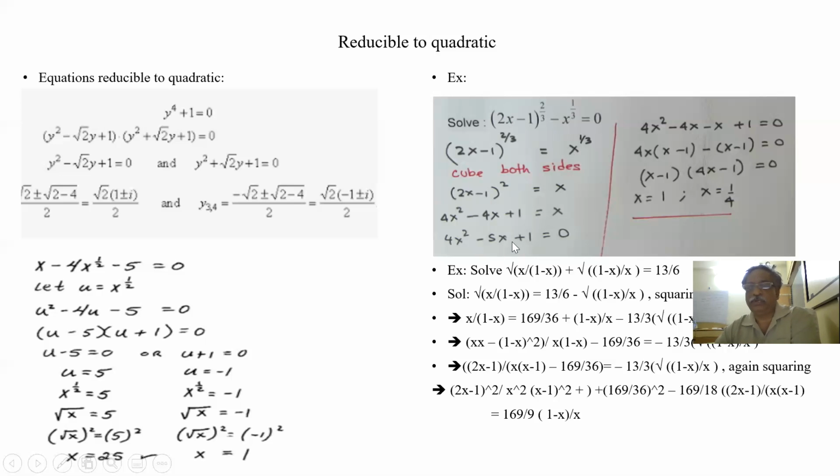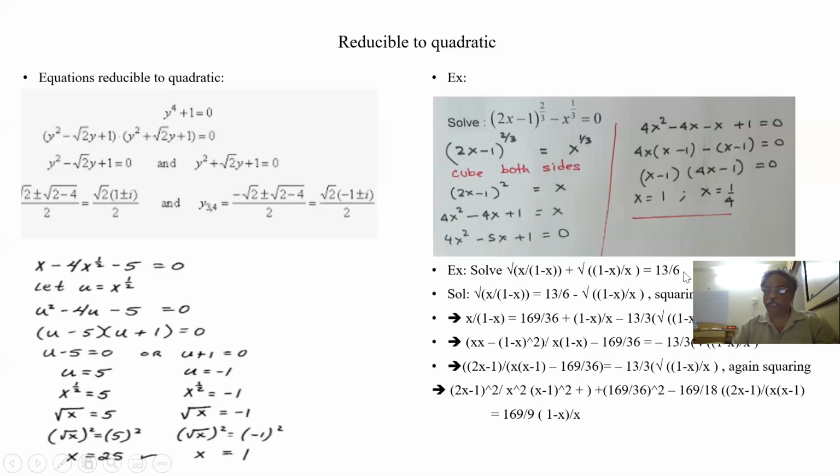So 4x square minus 5x plus 1. I know to convert into factors, x minus 1 into 4x minus 1, x is 1 by 4 and 1. These are the roots of this equation. We have to solve another problem: root of x by 1 minus x, plus root of 1 minus x by x is equal to 13 by 6.